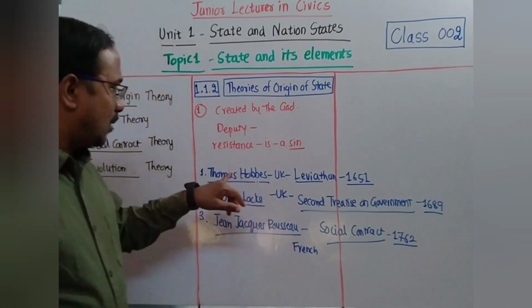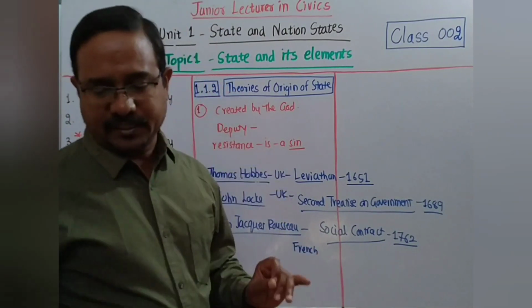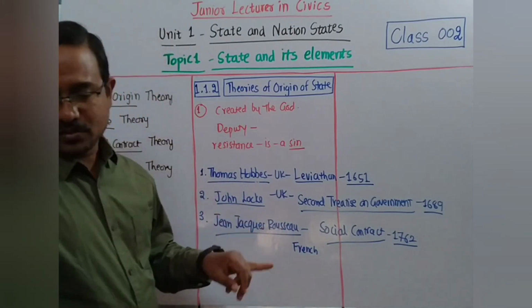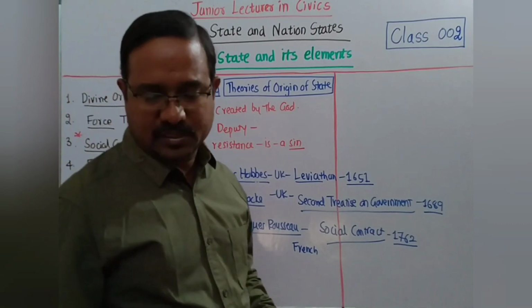Next, Thomas Hobbes is regarded as standing for legal sovereignty, and John Locke stands for political sovereignty. Rousseau stands for popular sovereignty.